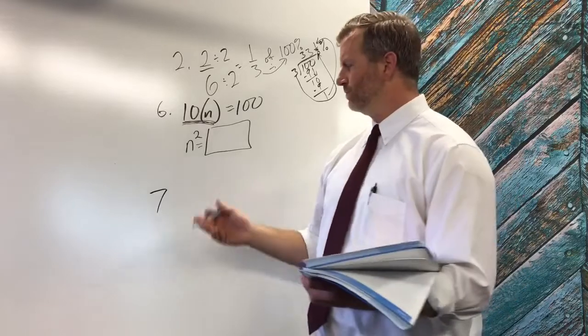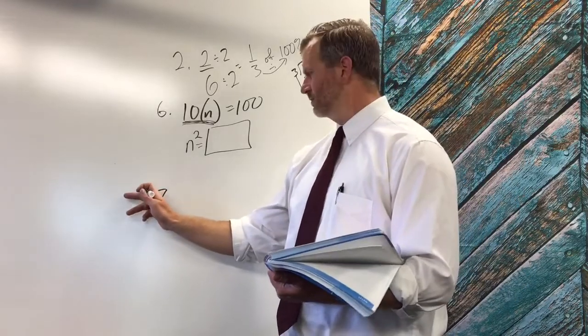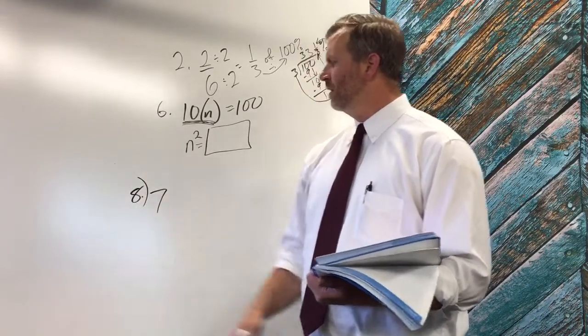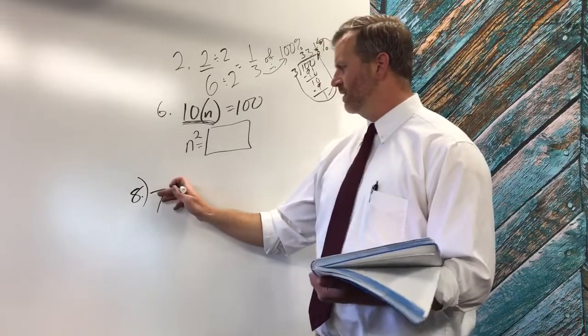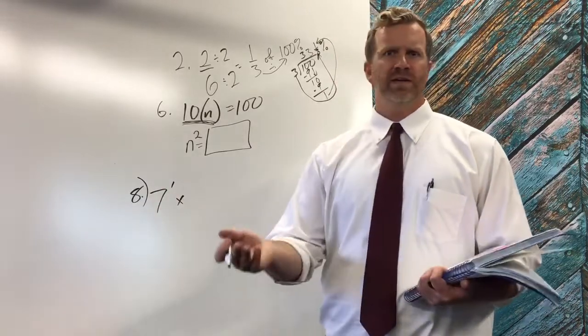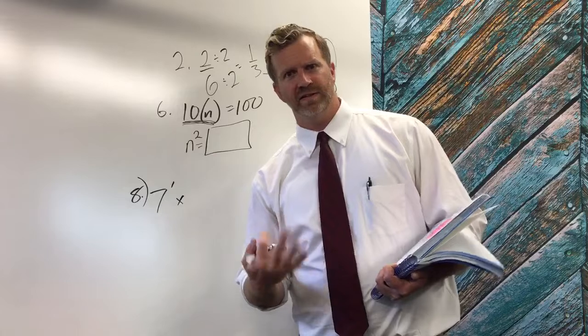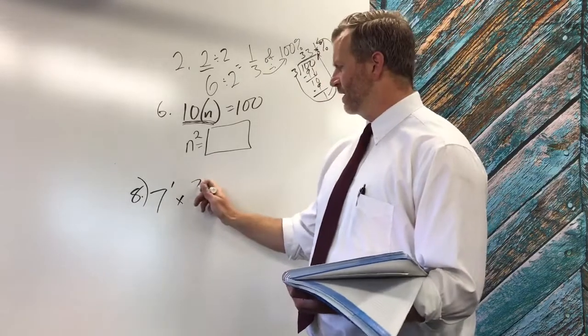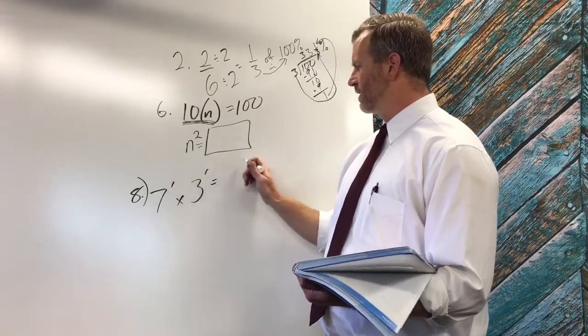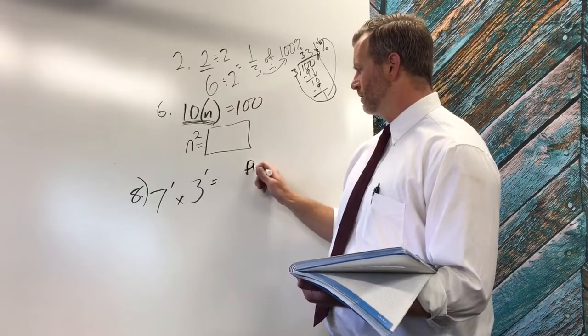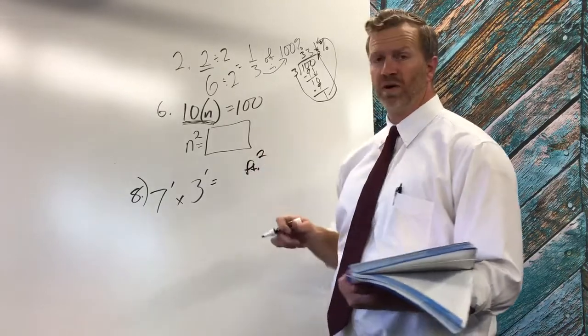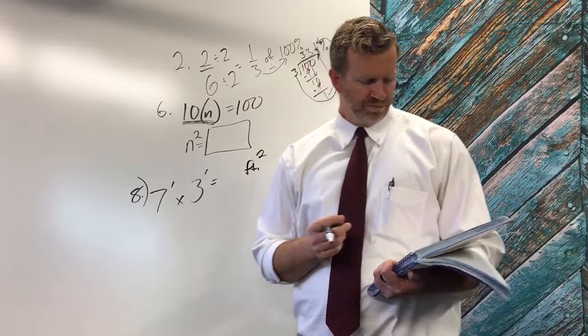7, right? And then let's see, this was problem 8. So they're going to round that up to 7 feet. And then 2 feet 11 inches, that's really close to 3 feet, isn't it? So we're going to round that to 3 feet. And then don't forget to label it feet squared when you get your answer there.